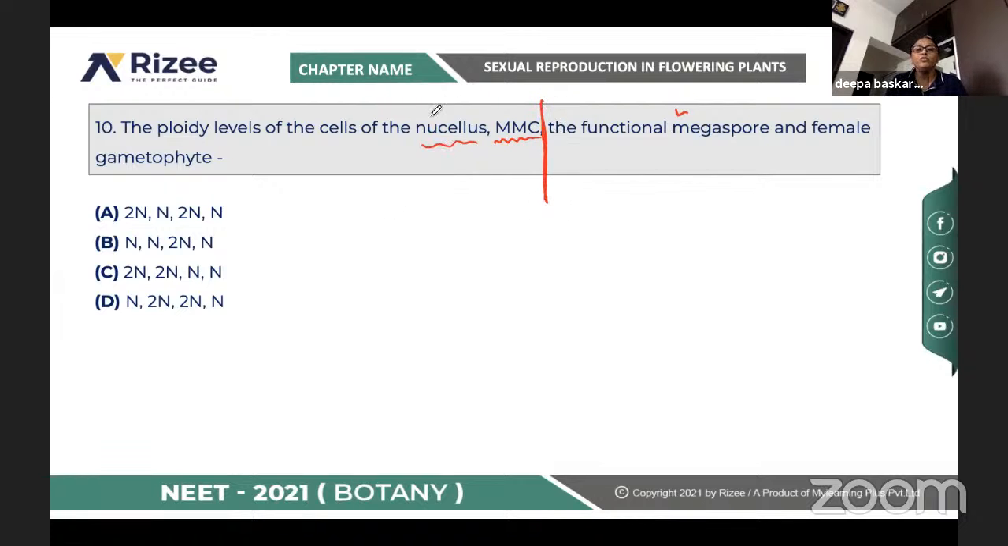It will be easy if you remember that due to mitosis, no reduction happens in the chromosomes. So here in these two, the number of chromosomes will be 2n, diploid. And the functional megaspore and the female gametophyte are haploid in nature, n. So here the order will be 2n, 2n, n, n, which is the right answer. Clear?